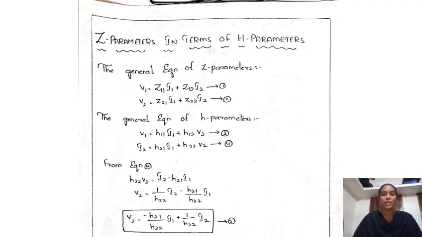So from equation 4, H22 V2 equals I2 minus H21 I1. V2 equals 1 by H22 I2 minus H21 by H22 I1. Now I am rearranging the equation: V2 equals minus H21 by H22 I1 plus 1 by H22 I2, as the fifth equation.